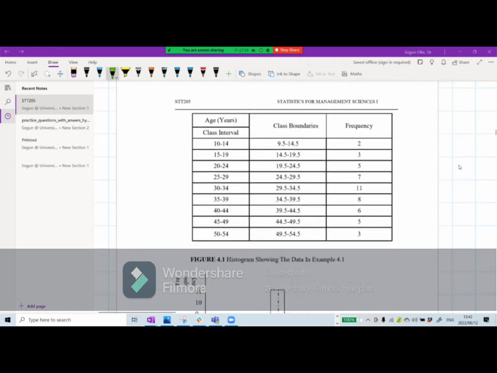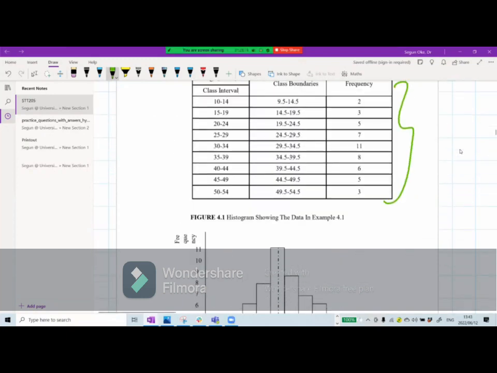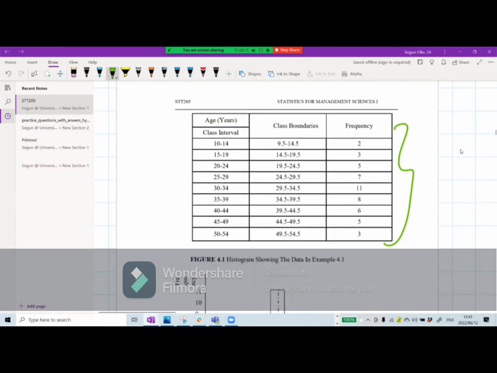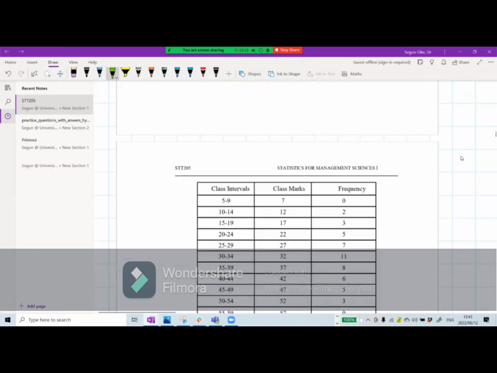Okay, what is the mode of this table that you are seeing? You can see it now. 11. In what range? Between 30 and 34, sir. Between 30 to 34. Let's take note of those simple questions. 30 to 34 is the one that appears most.